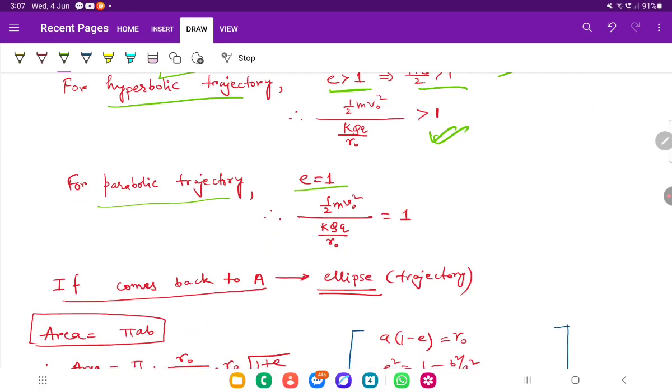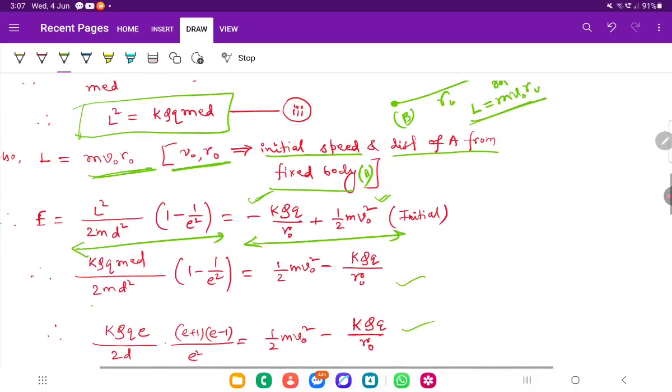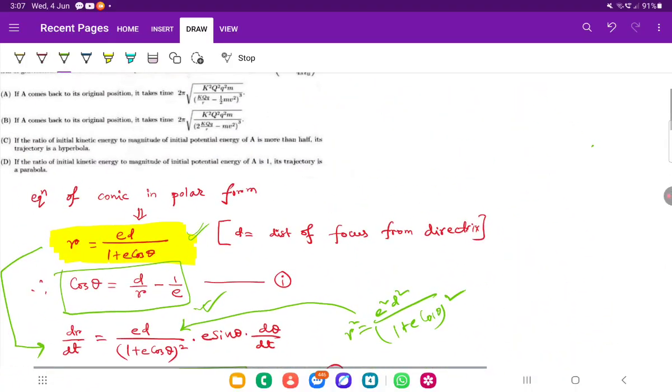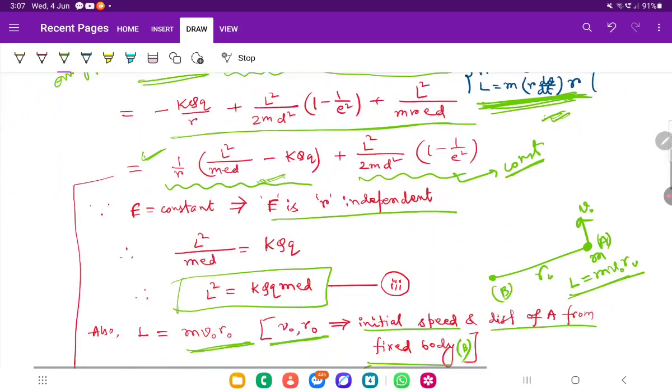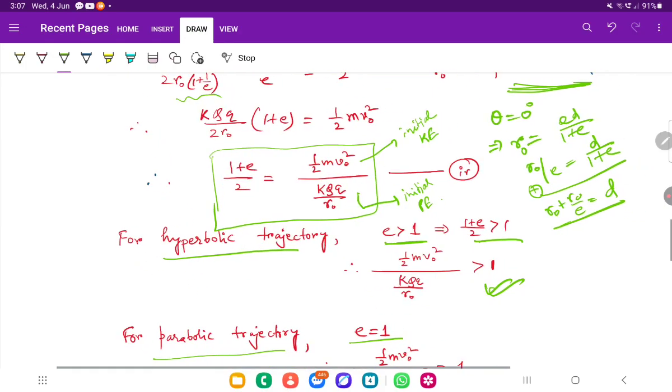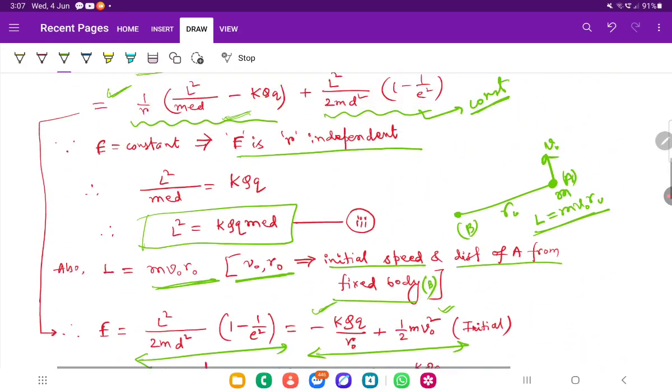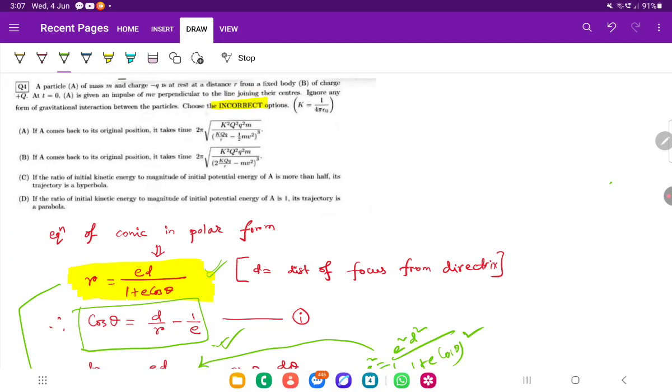For parabolic trajectory, eccentricity is 1, so the energy ratio value will be 1. So let me mark first the correct options amongst here. Sorry, we are supposed to find the incorrect. The ratio of initial kinetic energy to magnitude of potential is more than half. Its trajectory is hyperbola. So what did we get for a hyperbola? Let me check once, I forgot. For hyperbola, kinetic energy is greater than potential energy, right? And here it is asking the ratio of initial kinetic energy to magnitude is more than half. Yeah, it's true. The ratio was greater than 1, so it should also be greater than half.